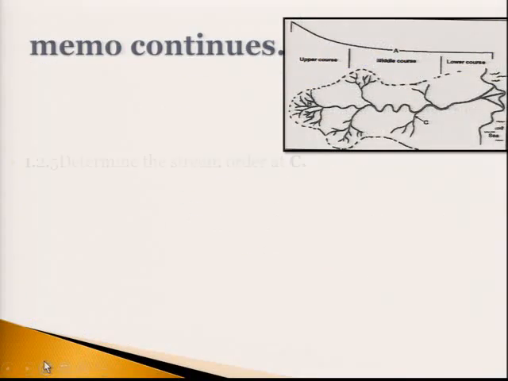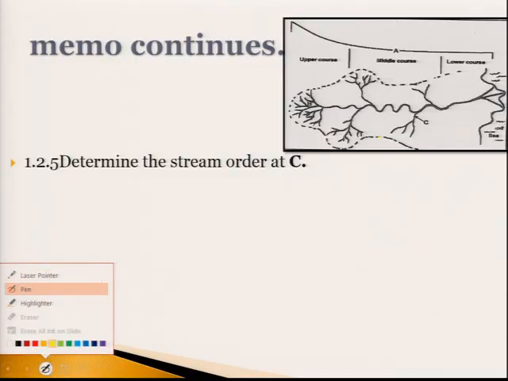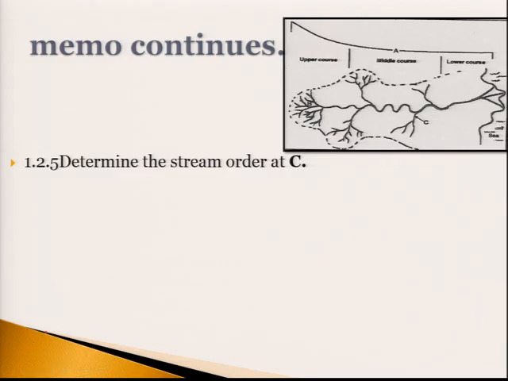Let's proceed. Your memo continues. Determine the stream order at C. Remember when you're doing the stream order, it has 3 tributaries. We say all those that start, you label them 1. 1 and 1 will give you 2, and then 2 and 1 will remain your 2. That's why we say the stream order here at C will be 2, because the first tributary joined with the second increases the order to 2. This is the first order joined with the second order. Then we've got the second order, which is 2.